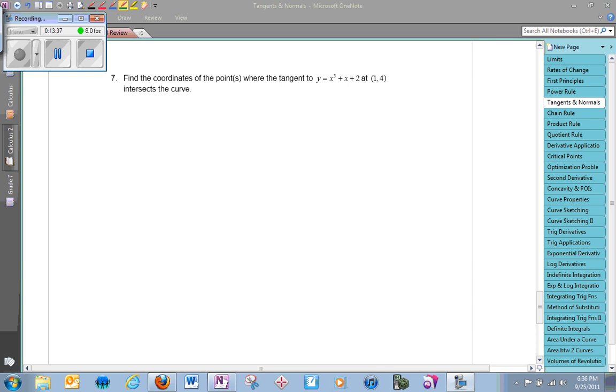This last example is a true test of whether or not you remember, 1, your stuff from grade 11, and 2, whether or not you really understand what the question is asking you to do. So it says here, find the coordinates of the points, so plural, there will be more than one answer, where the tangent to y is equal to x cubed plus x plus 2 at the point 1, 4 intersects the curve. Well, I want to know where the tangent meets the curve again.